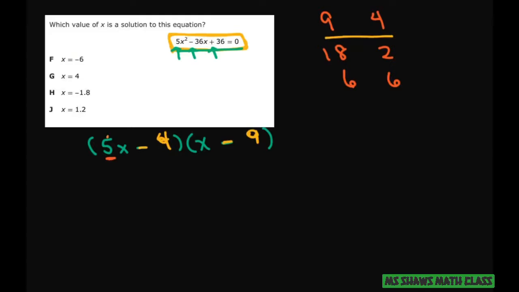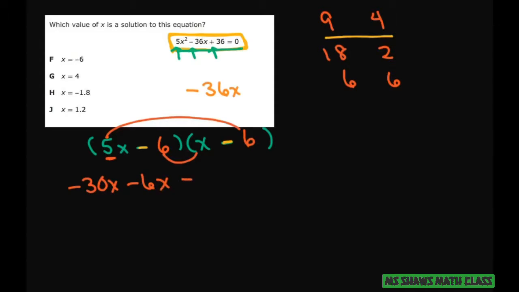And what you're looking at is your outer and your inner, and we're looking for negative 36x. So those two don't work. The 18 and the 2 is going to be too big. Let's try the 6 and the 6. So if we try the 6 and the 6, we're going to get negative 30x. And then the inner is going to be minus 6x. And that's a check, it gives us negative 36x. So this is a correct factorization.